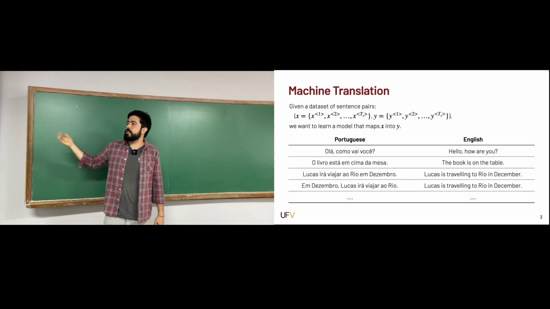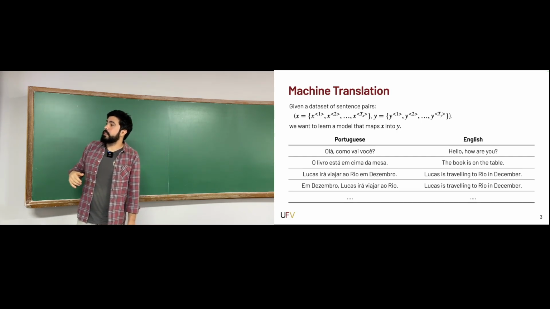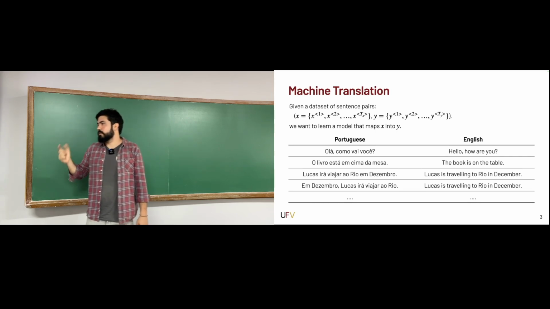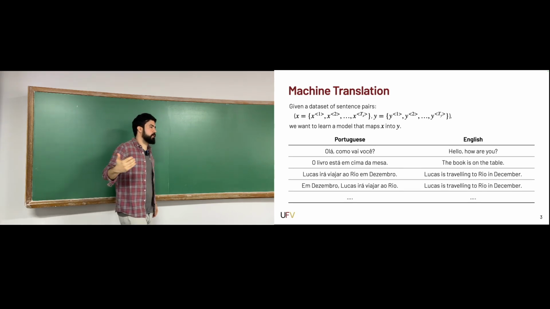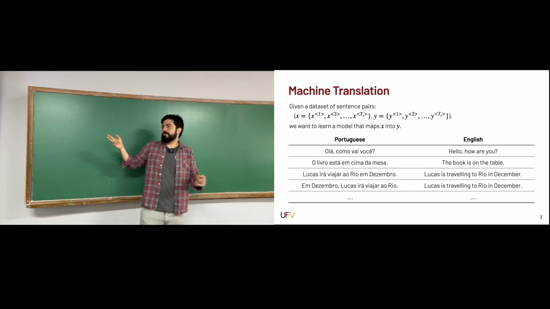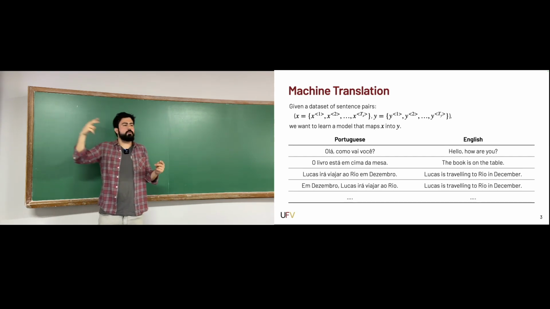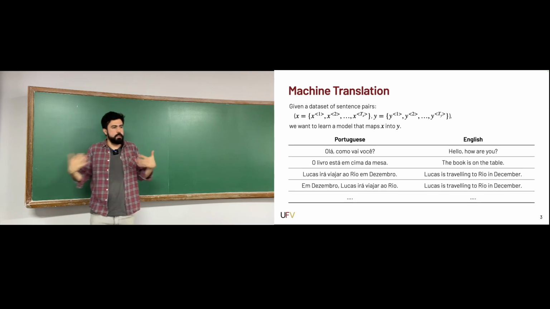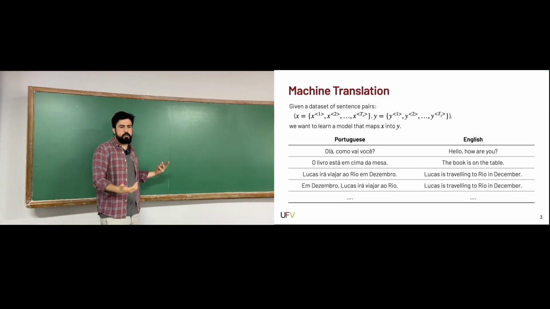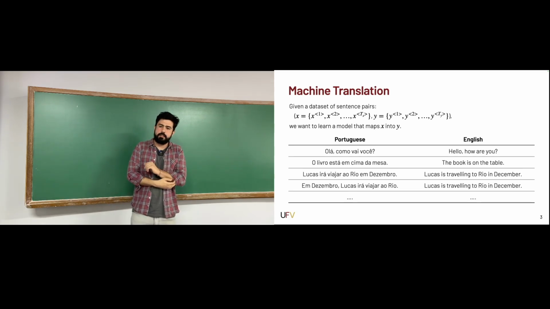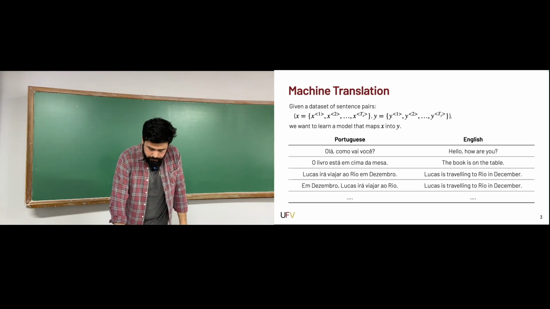So, Lucas irá viajar ao Rio em dezembro could be translated to Lucas is traveling to Rio in December. And then you could have another sentence, em dezembro, comma, Lucas irá viajar ao Rio, which could be translated the same way. Okay. And you could have the opposite, right? You could have the same sentence in Portuguese with 2 different English translations. And that's common in machine translation data sets, okay? Because that's actually possible, right? There are many different translations for a given sentence. So this is just to illustrate the problem.